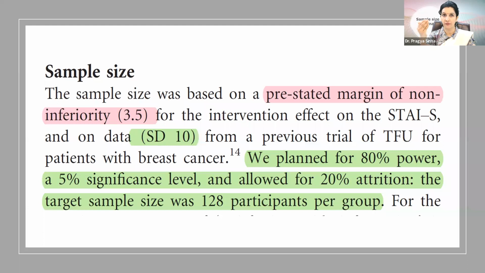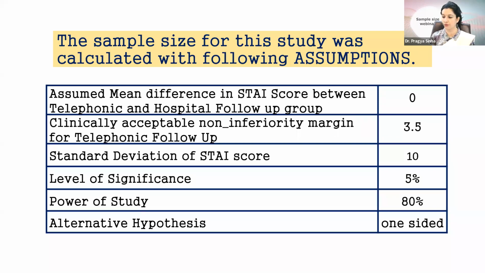So they have taken the standard deviation as 10 from the previous trial, and they have kept the power at 80% and 5% alpha. So now you calculate what the sample size was. Although it is written here, do it in the statulator. So this is the input value for all of you. So 3.5 is the margin acceptable. This 10 is the standard deviation, and 5% and 80%. So yours is coming 202.